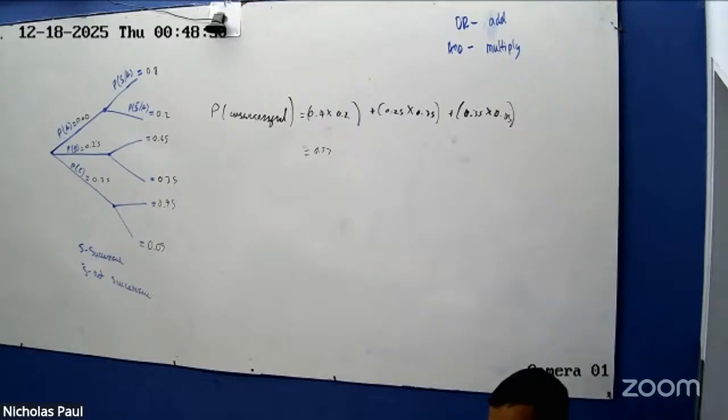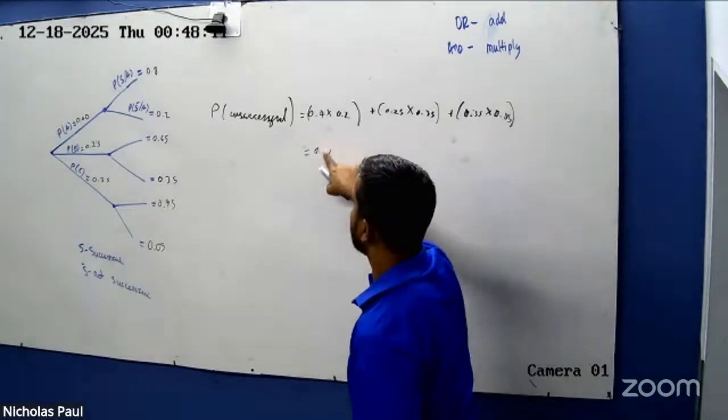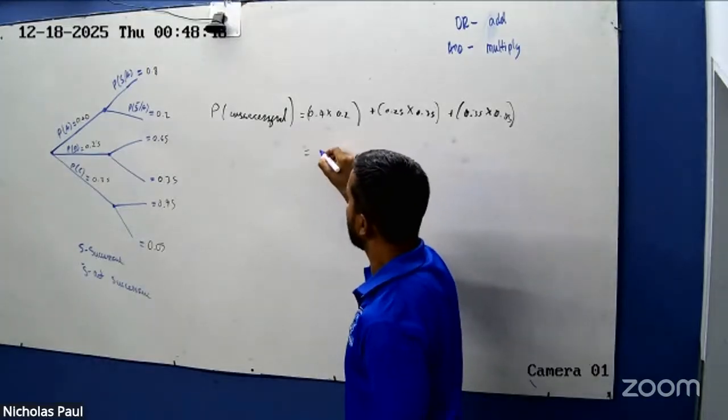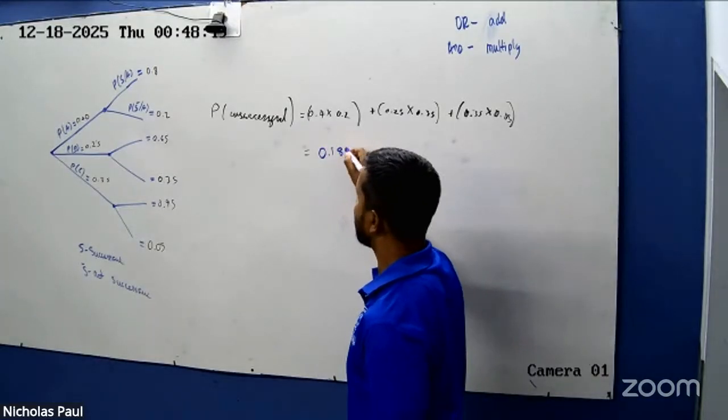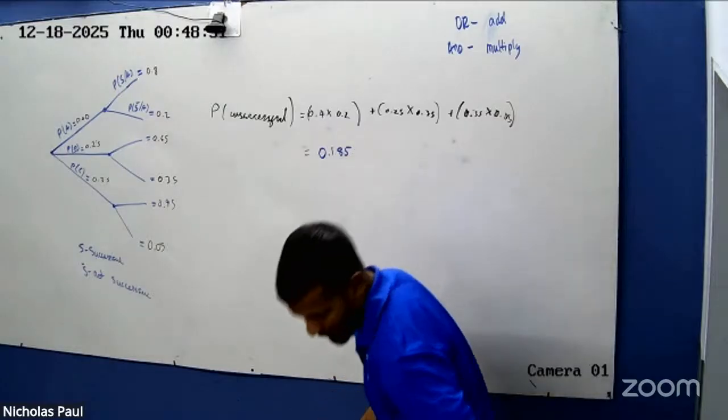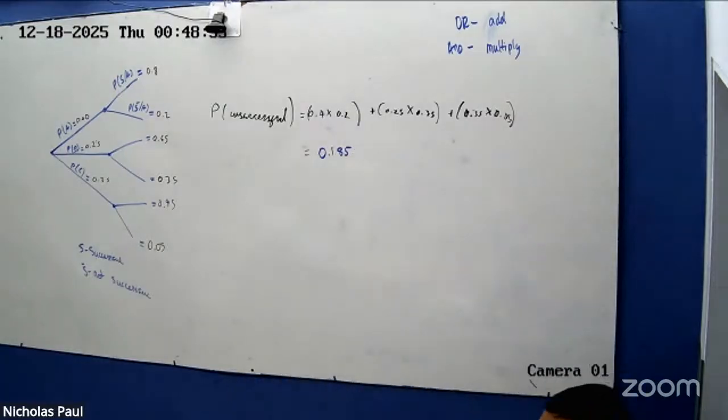Check it. I don't have my calculator, so check it back now. 0.185. Anybody get that with the calculator? 0.185. Online, anybody get that? Oh, you have no calculator, use your phone. Check it back and see. Do it one by one.